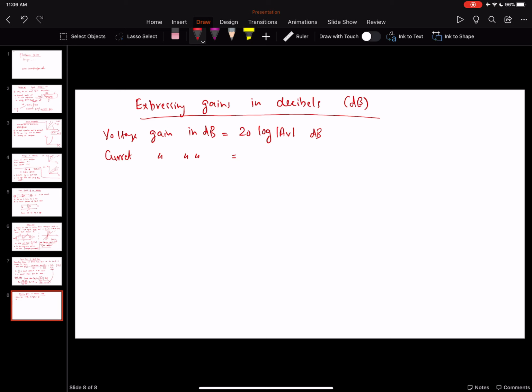Current gain in decibels equals 20 log of AI in decibels, and power gain in decibels equals 10 log of AP in decibels. All right. So if you look at these expressions, our voltage and current gains are 20 log of the gains, and our power gain is 10 log of the gain. So why is that?